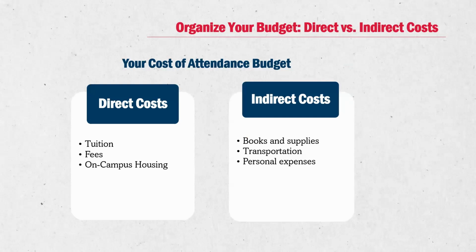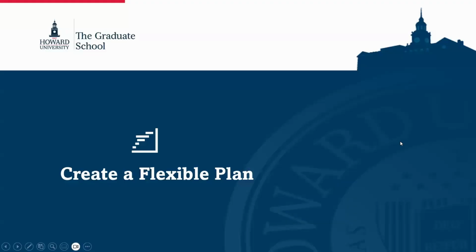The other thing that you want to organize is your budget in advance. Programs will often give you what's called a cost of attendance budget, which will outline direct costs, and they're outlined here: tuition, fees, if they have on-campus housing. All of this is billed to your student account, right, in many instances. And then the indirect costs are things that you want to account for that may not be billed directly to your student account. So you'll have this breakdown, and that can help you think through what your budget and the allocation of your resources would look like.